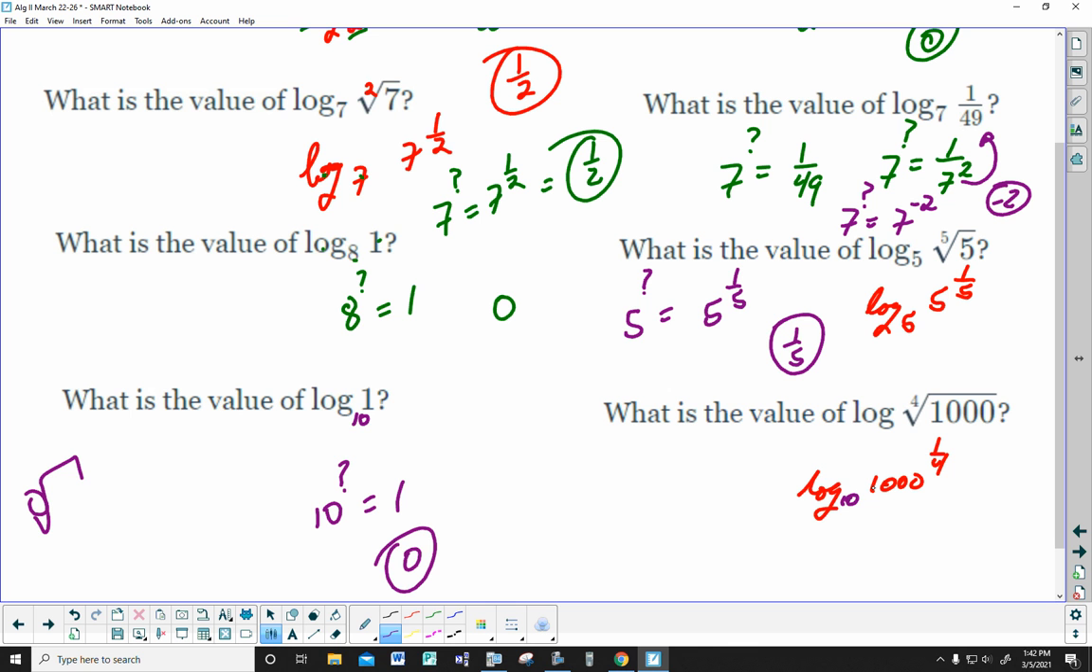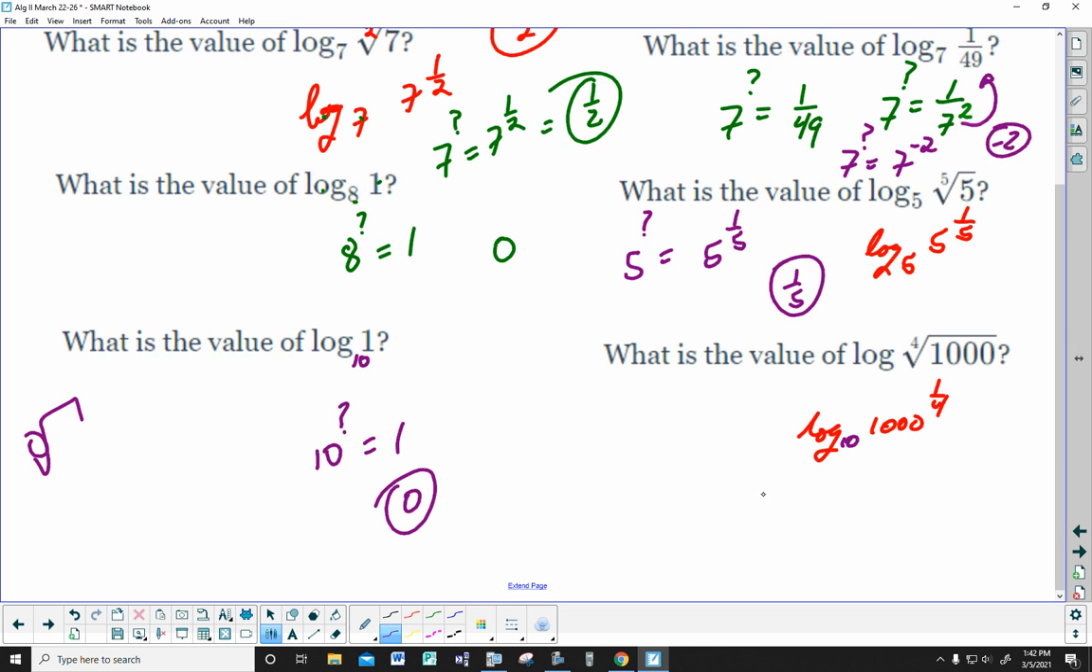10 to what power is 1,000 to the 4th? Okay, this is a tricky one. Let's look at 1,000. 10 times 10 is 100. Times 10 is 1,000. So 10 cubed is 1,000. So this is log base 10 of 10 cubed raised to the 1/4 power.